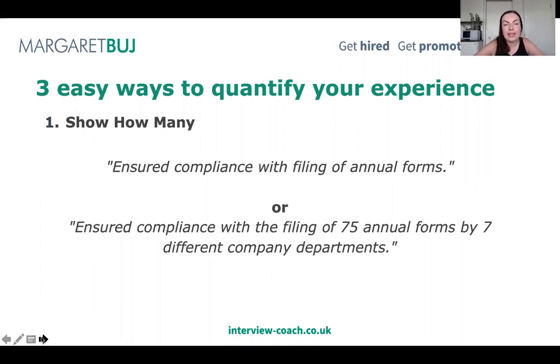When you look at the second one, you can see, ensured compliance with filing of 75 annual forms, and you can see how many different company departments. So what does it tell you? I mean, which one is more impressive, right? Clearly the second one, because if the person is doing 75 annual forms, at least it tells me something about their organizational skills, I suppose.